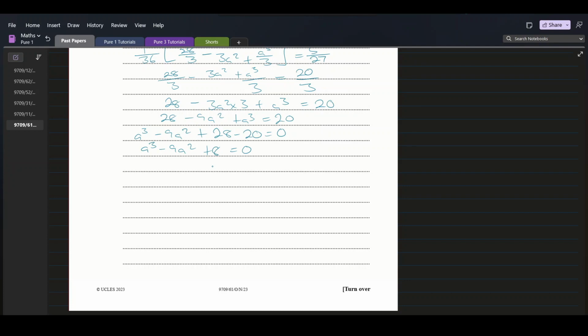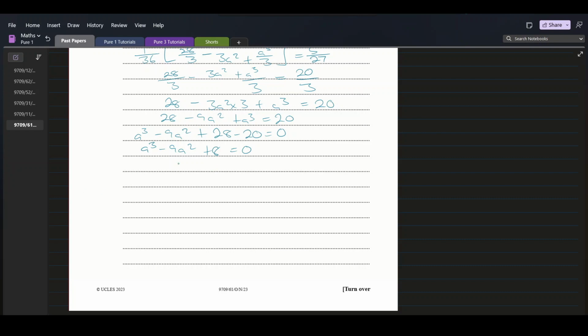Okay, so now we have a cubic function, and we have to solve the cubic function. To be able to solve a cubic function, we first have to reduce it to its quadratic factor and its linear factor. In this case, we don't have any roots of the quadratic, so what we'll do is use trial and error to find any roots.